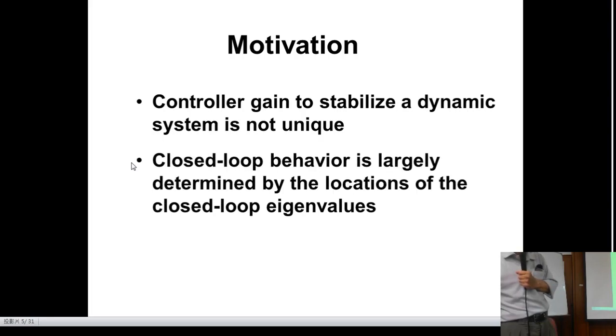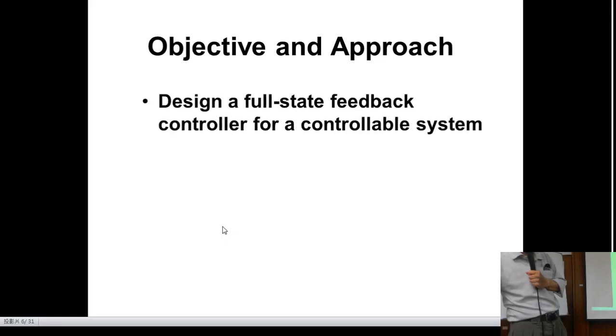I keep saying that the eigenvalues of a system determine whether the system is stable or not, whether open loop or closed loop. That's all determined by the eigenvalues. So the eigenvalues determine your system stability and your performance as well. That's what we need to talk about this time, right?